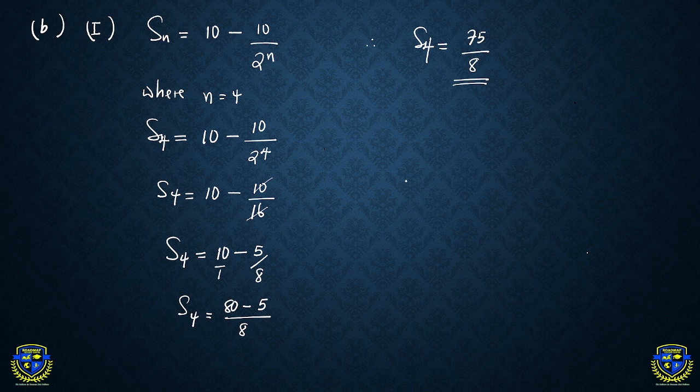Or if you want, you can express it as a mixed fraction, or you can leave your answer as a decimal, which is going to be equal to 9.375. So that's the sum of the first 4 terms of a geometric progression. Okay, we continue.